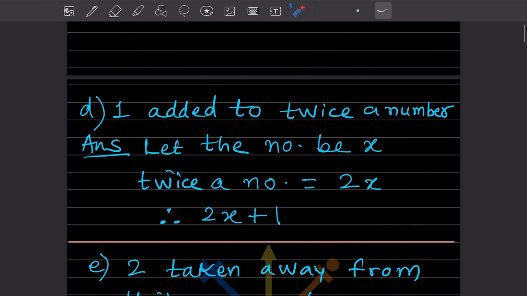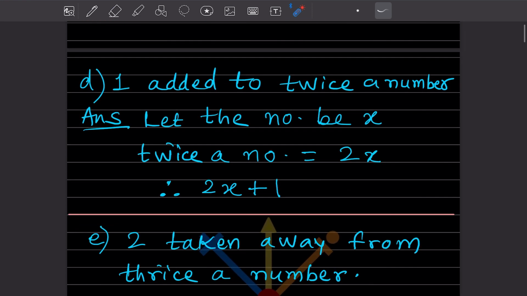Okay, now the next one, what does this say? 1 added to twice a number. Okay, 1 added to 2. So now what will we do? We don't know twice a number, so we will not directly jump over here. Also, I said to increase the steps. So now look at here. Directly, we are not going to see twice a number. First, from that also, I can split up. So what will I say? Let the number be x.